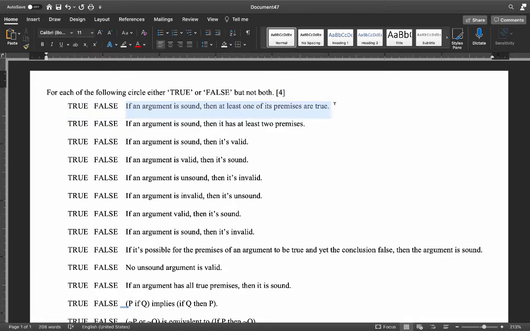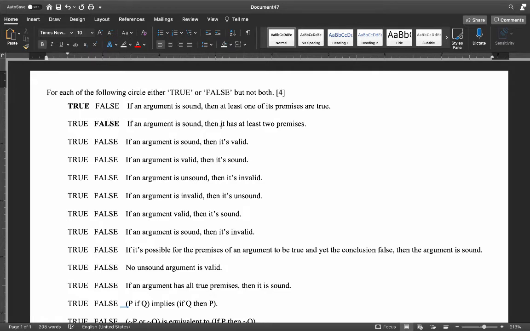If an argument is sound, then at least one of its premises is true. That's true. And the reason it's true is quite simple. If an argument is sound, all of its premises must be true. And if all of its premises are true, then at least one is true. So it's true.